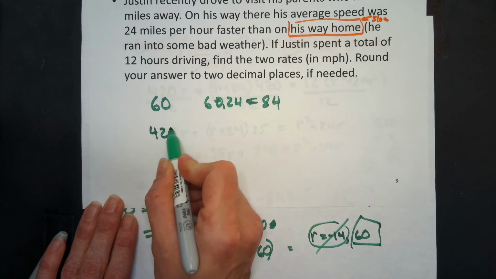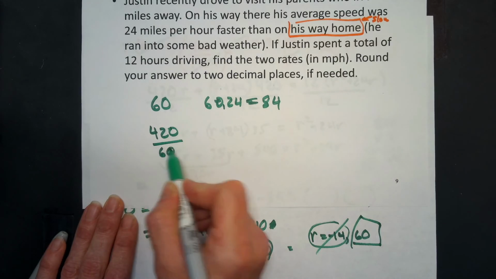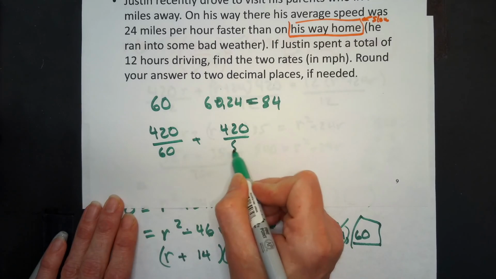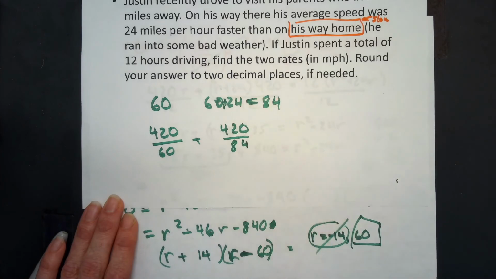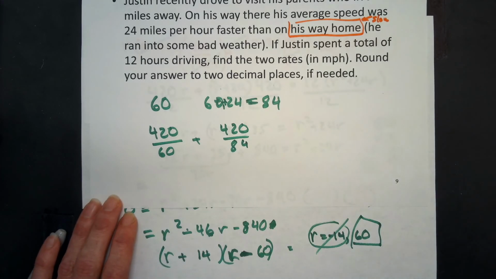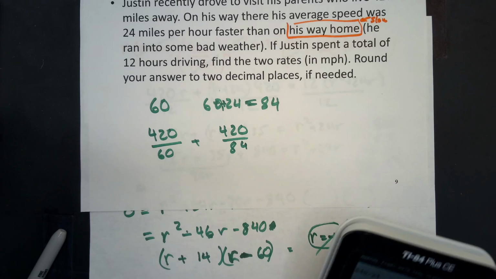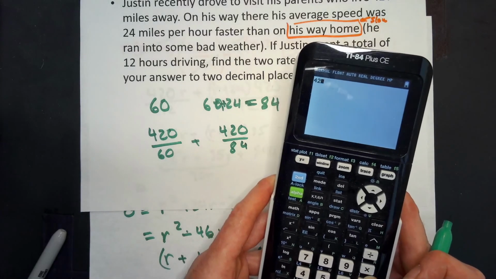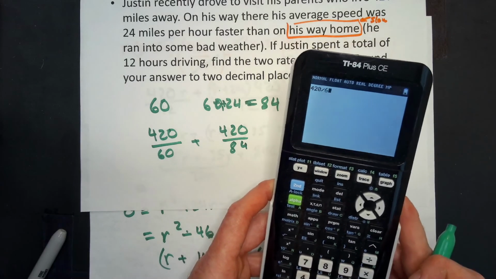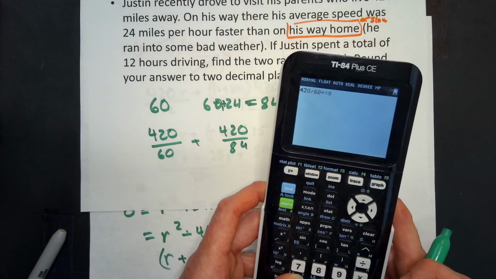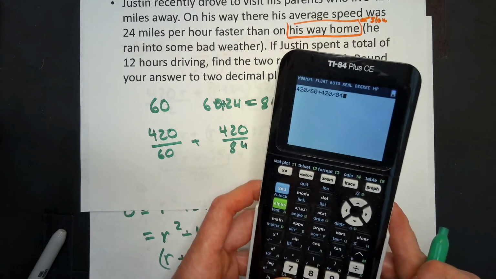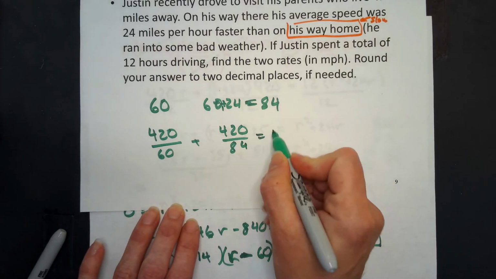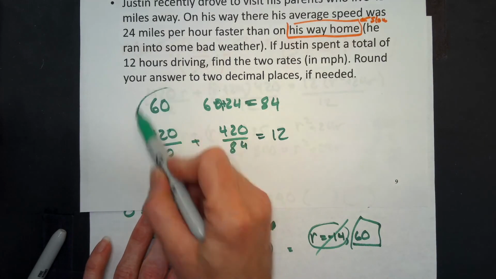And if you want to make sure it makes sense, you could always take 420, divide that by 60, plus 420, and divide that by 84. It's supposed to be plus, right? 420 divided by 60 plus 420 divided by 84 gives you 12. So 12 hours. So that checks out. So always good.